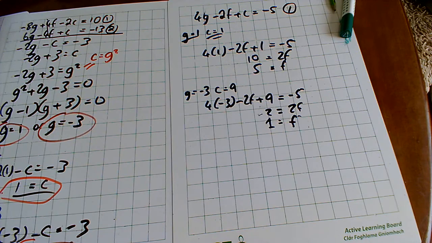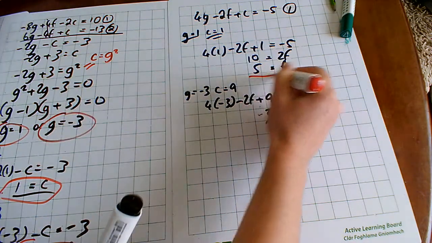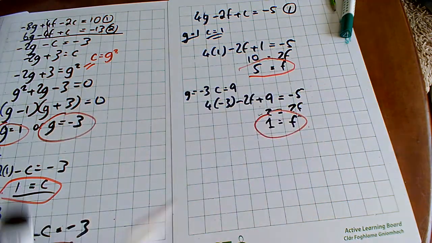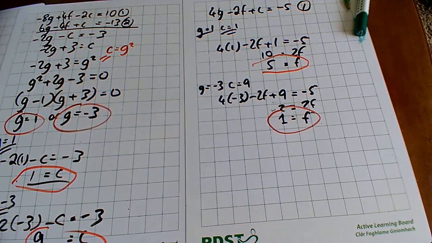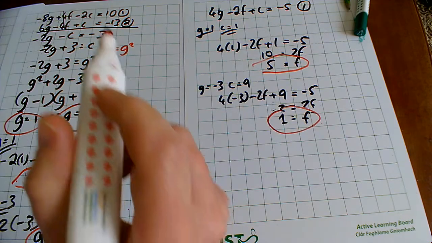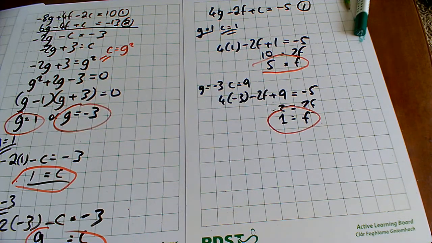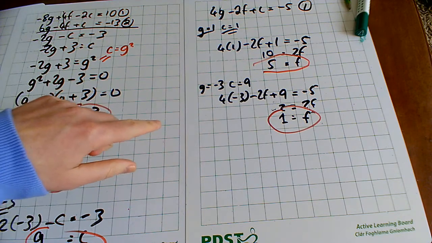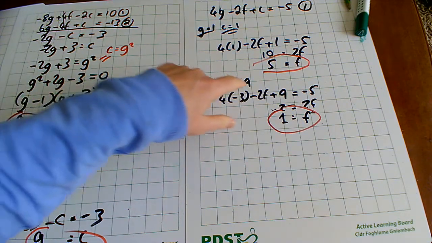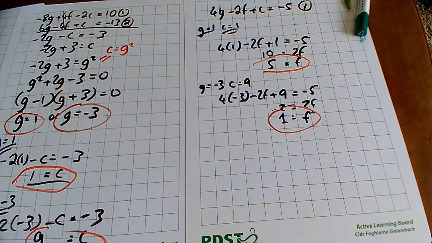Okay, so you have your 6 answers, and the reason you needed 6 answers is because you've got 2 circles. Okay, one circle has a G, F and C in it, the other circle has a G, F and C. So the 2 circles, circle 1 has a G, F and C, and the G, F and C is 1, 1 and 5, and then for circle 2 it's minus 3, 9 and 1. So just be careful.